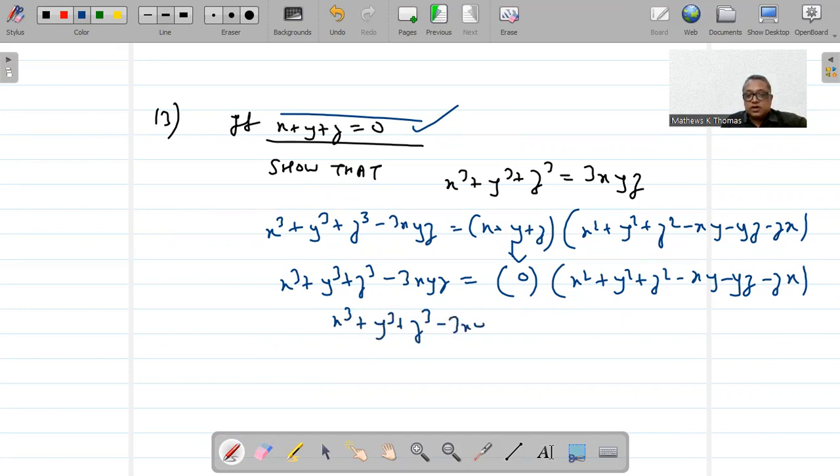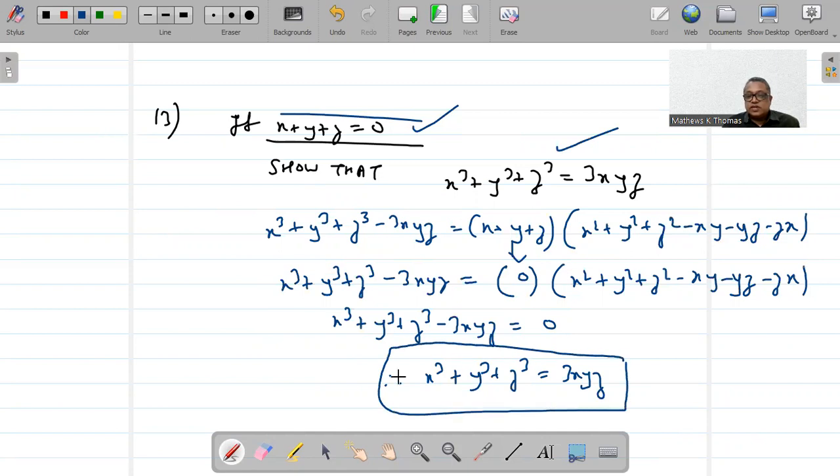So what will happen here now? This will be 0. And minus 3xyz, I can transfer to the RHS. So what will I get? I will get x cube plus y cube plus z cube as 3xyz. So this is how we prove that if x plus y plus z is 0, then this whole thing becomes 0. Minus 3xyz comes here and we get the required result: x cube plus y cube plus z cube is 3xyz.